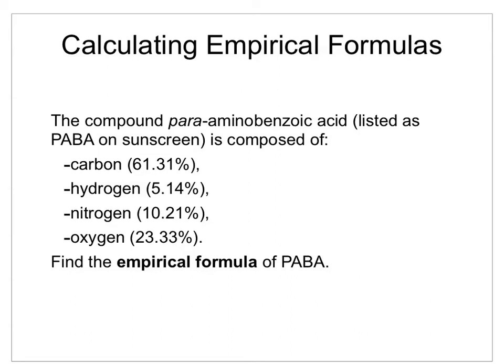Here's another example. Let's suppose that we have a chemical analysis for PABA which contains carbon, hydrogen, nitrogen, and oxygen in the percentages shown. We can use this information and the assumption that we have a 100-gram sample to calculate the empirical formula of PABA, or para-amino benzoic acid.